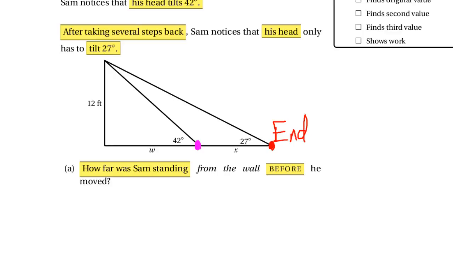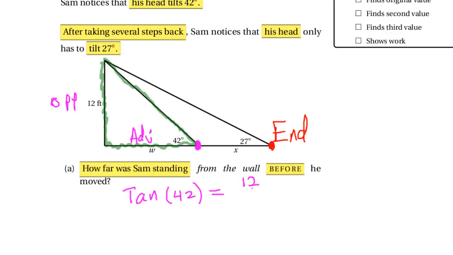Well, if I focus on this first triangle right here, this green triangle, I can say, okay, they want W, and they give me the 12 right here. So W is the adjacent for the green triangle, and 12 is the opposite. So opposite and adjacent means that this is going to need to be a tangent problem. So I'm going to say tan 42 is equal to the opposite over the adjacent.